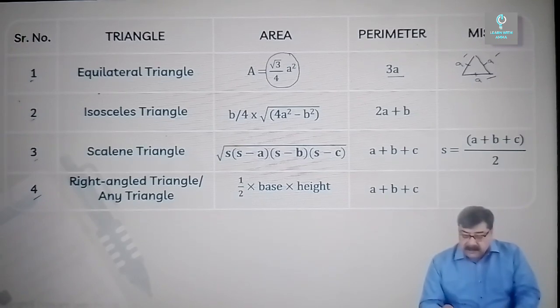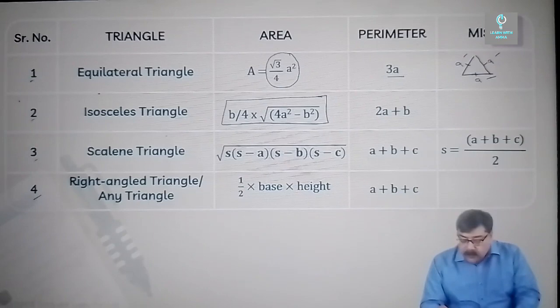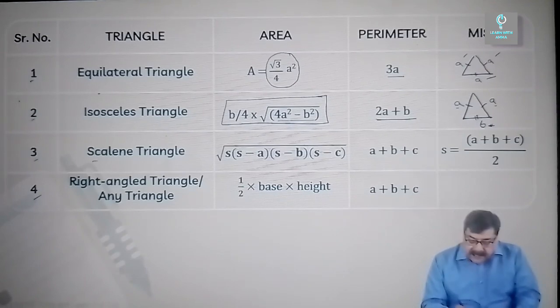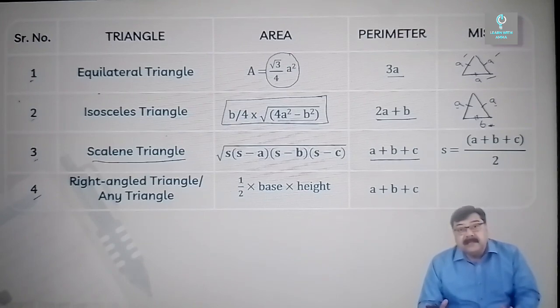So simply, perimeter is the sum of all the sides. For the isosceles triangle, the area will be found out using the formula B by 4 into square root of 4A square minus B square. The perimeter shall be 2A plus B, because in an isosceles triangle, two sides measure the same. Let us say these two sides measure A units, and adding the third side, that is B, gives us 2A plus B. For the scalene triangle, the perimeter is the sum of all the three sides, which will be unequal, so A plus B plus C.